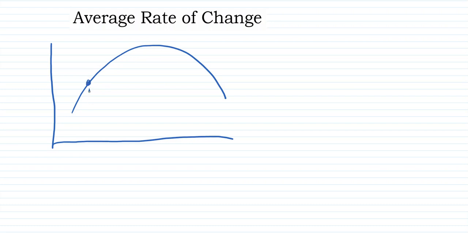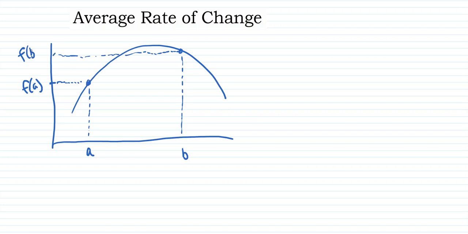Let's call this the x value of this point, we're going to call A. And here's another point here. The x value of this point we're going to call B. Well, the function value of A would be along the y-axis over here. That would be the y value or the function value. And for point B, the y value or the function value would be along the y-axis over here.